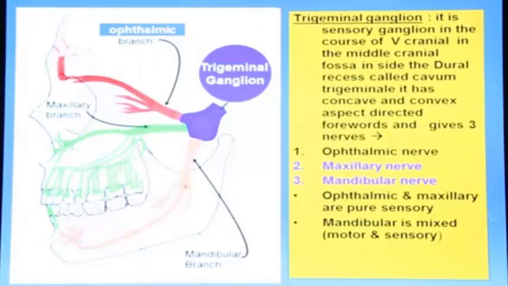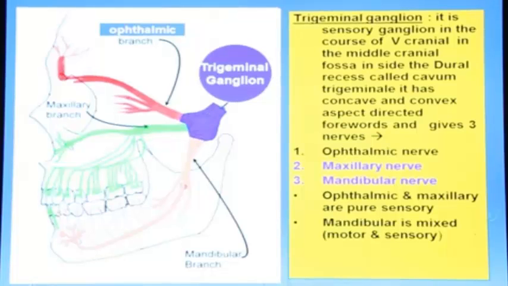Trigeminal ganglion, this yellow one, this blue one, the ganglion. The trigeminal ganglion is the sensory ganglion in the course of the 5th cranial nerve, in the middle cranial fossa, to the side of the dural sinus, called cavum trigeminale. It has a concave and convex aspect directed forward and gives 3 nerves. So this is the trigeminal ganglion, and this one is the trigeminal nerve.